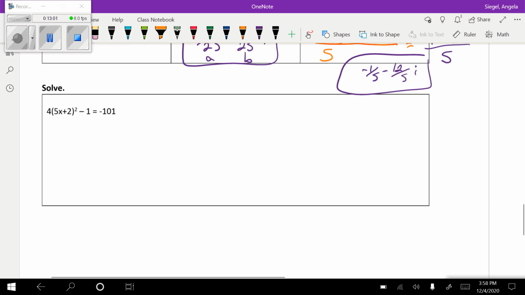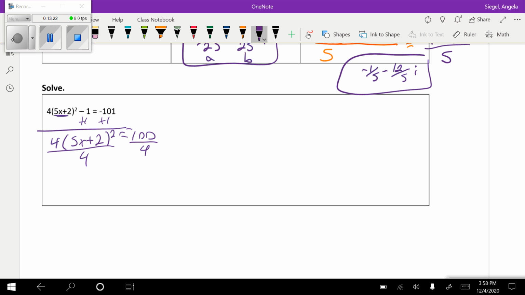Okay, so the last problem that we're going to do, we're going to talk about solving. And so we just want to get the x by itself. That's our first goal. So I'm going to get rid of the junk out here. So I'm going to add 1. And then I'm going to divide by 4. So that gets rid of that junk on the outside.